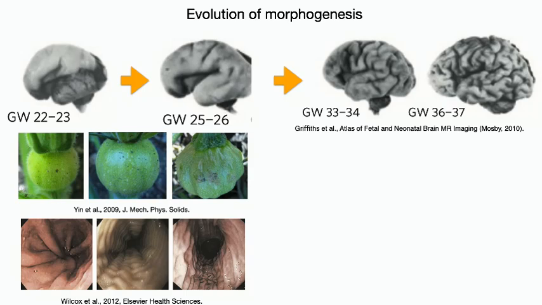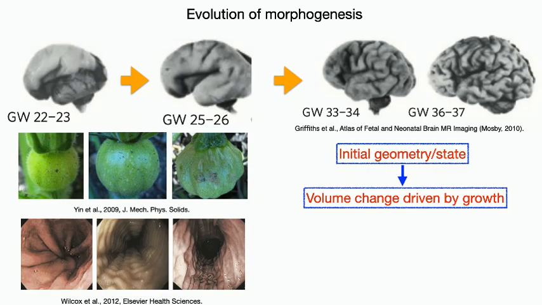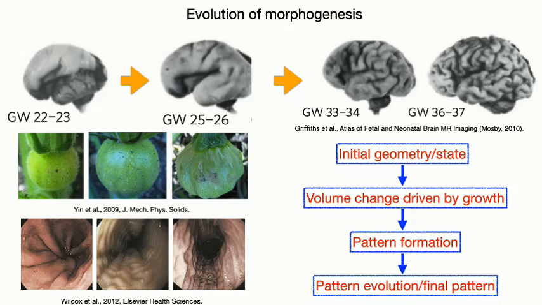So from these examples, we know that there is a fundamental fact. First, from the viewpoint of mathematical modeling, you have an initial geometry. And then the geometry is changed, driven by growth or some other chemical or biological reasons. In this process, stress is created. And stress will further regulate and change the state. And at a special moment, you have pattern formation, a specific pattern formed in your geometry. And then you have the pattern evolution to reach the final pattern you observe in nature.